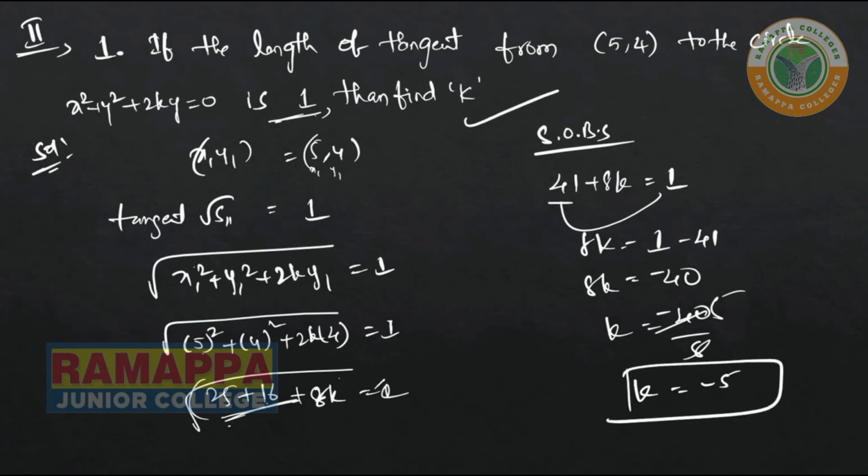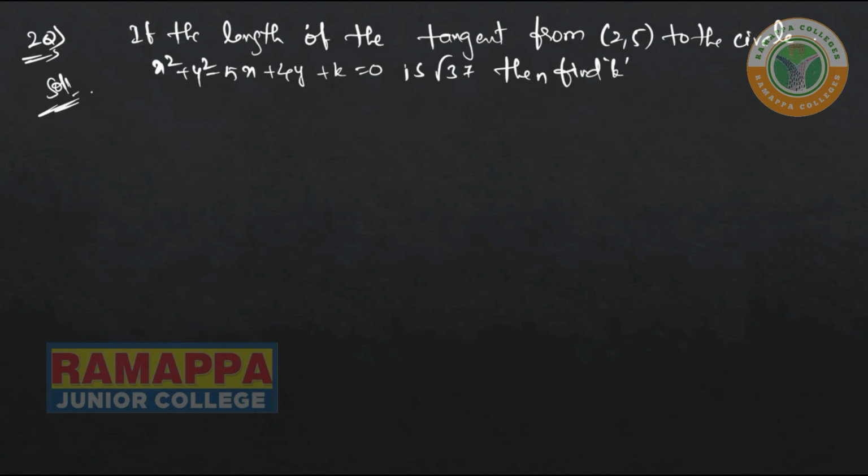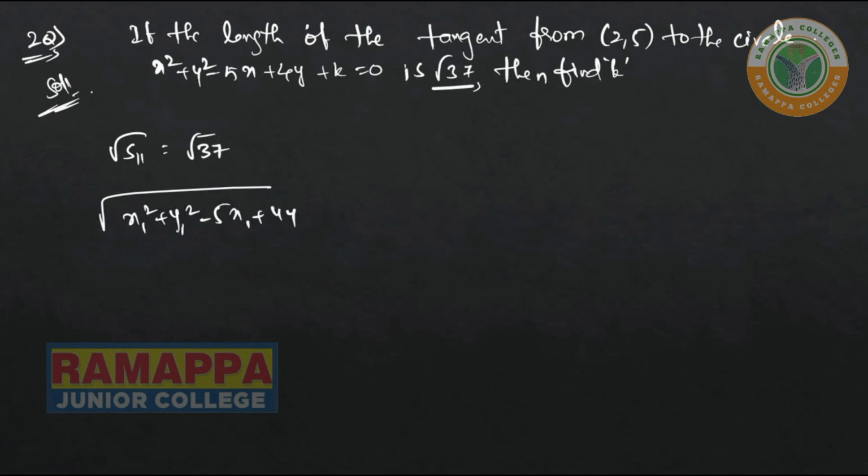So he is asking us to find the k value only. Now the second question: if the length of the tangent from (2, 5) to the circle x squared plus y squared minus 5x plus 4y plus k is equal to 0 is root 37. So S11 is equal to root 37. We can write it as x1 squared plus y1 squared minus 5x1 plus 4y1 plus k under the root is equal to root 37.